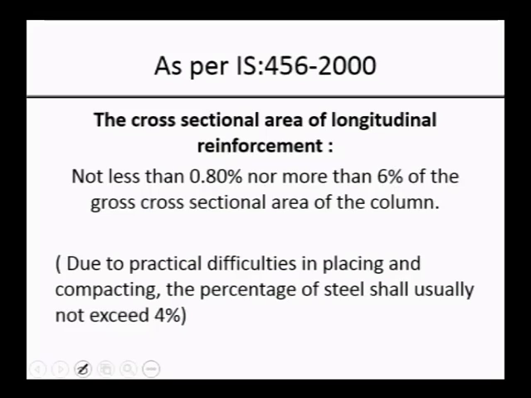And one more point is observed in IS 456: due to practical difficulty in placing and compacting the concrete. Because if the steel is large or huge, then it is very difficult to compact the concrete and allow the concrete aggregates inside the column. That is why it is restricted to 4%. When we are designing the columns, it is better to restrict the percentage of steel up to 4%. If it is an unavoidable circumstance and huge load, then only we can go for 6% steel. Normally, we will provide steel between 0.8% and 4%.